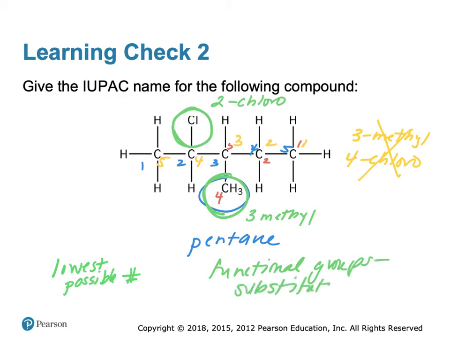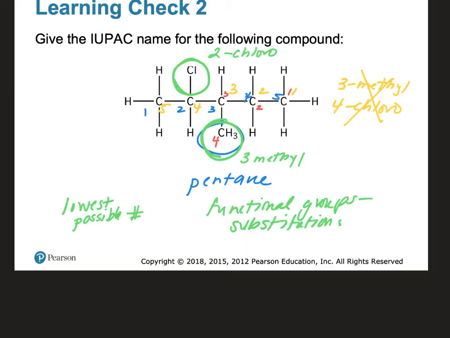what we are going to see is that as we build our repertoire of organic molecules, these substituents or functional groups will have different priorities. So a halogen and an alkyl substituent are the same priority. So what you just need to do is assign each one the lowest possible number. And so we have 2-chloro, 3-methyl.